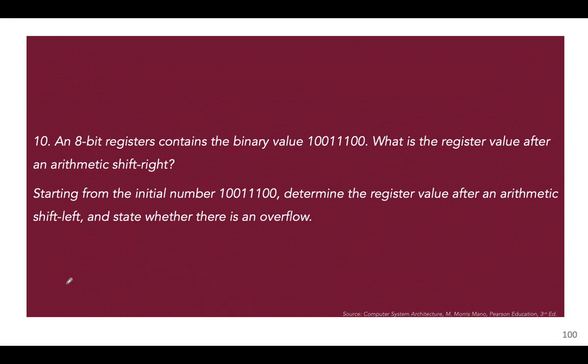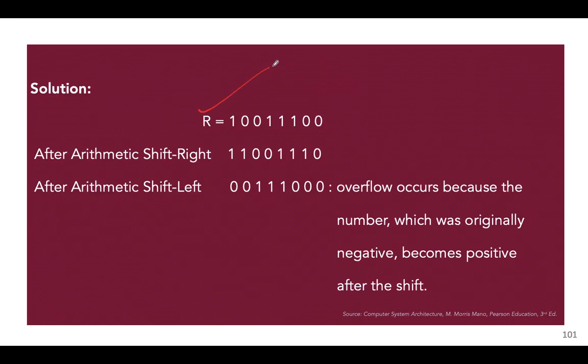Okay. An 8-bit register contains the binary value 100111100. What is the register value after an arithmetic shift right? The first thing you have to do is perform arithmetic shift right on this number and find out what the value is. Now, starting from the initial value of this one, determine the register value after an arithmetic shift left and state whether there is an overflow. So you have to do two things. On the same number, you have to do arithmetic shift right and arithmetic shift left separately and see if there is an overflow. So this is the given number.